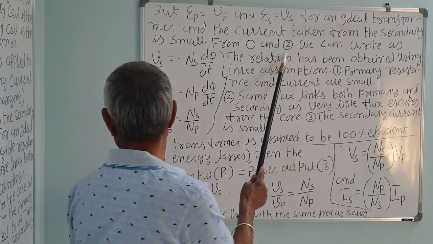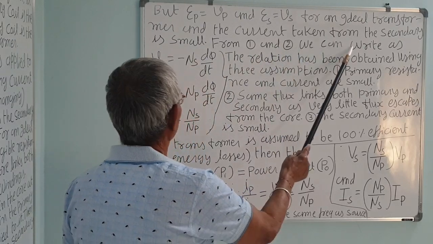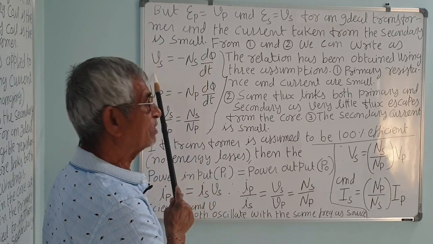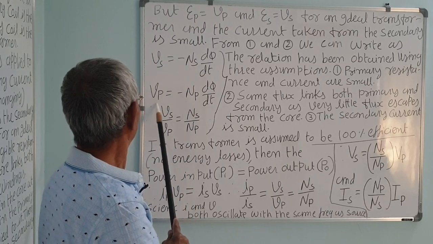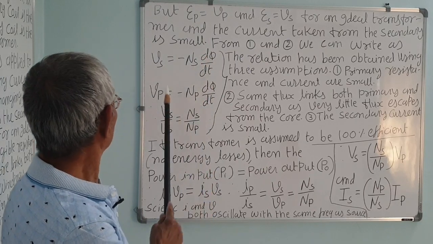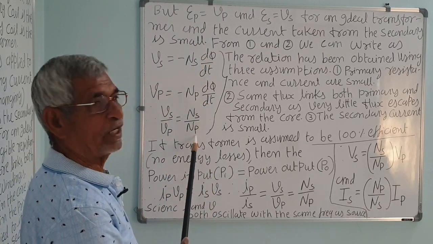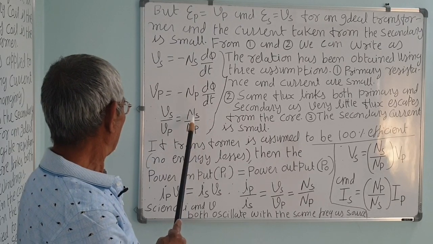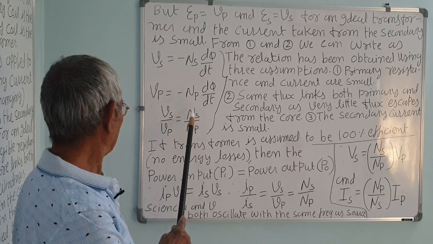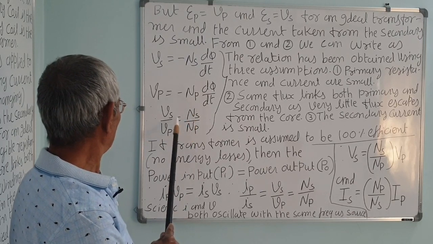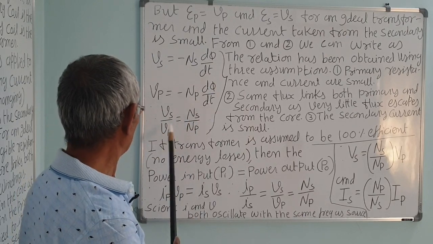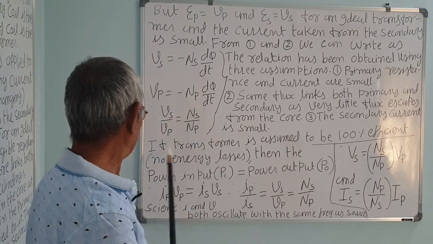From equations 1 and 2, which we have already discussed, we can write Vs is equal to minus Ns dΦ/dt, writing Vs instead of Es. Similarly, for the primary, Vp is equal to minus Np dΦ/dt, as the flux linkage is the same. So Vs upon Vp is equal to Ns upon Np. You can see from this that if Ns is 10 times Np, Vs will be 10 times Vp, correct? So Vs is equal to Ns upon Np into Vp. You can find out Vs or Vp if the other three are known.